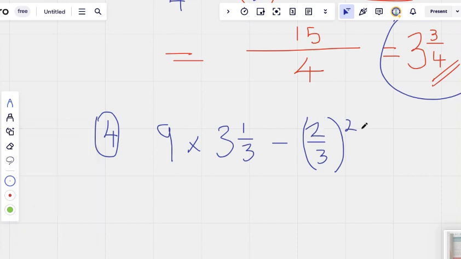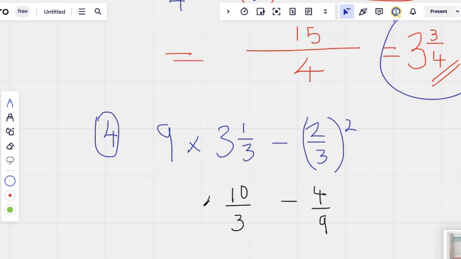2 squared means 2 times 2, that's 4. So here we have 4 over 9, because this is 3 squared, not 3 times 2. 3 to the power of 2, you get 9. So here, this is what we have. This one, let's change it to an improper fraction. 3 times 3, 9. 9 plus 1, 10. So we get 10 over 3 here.